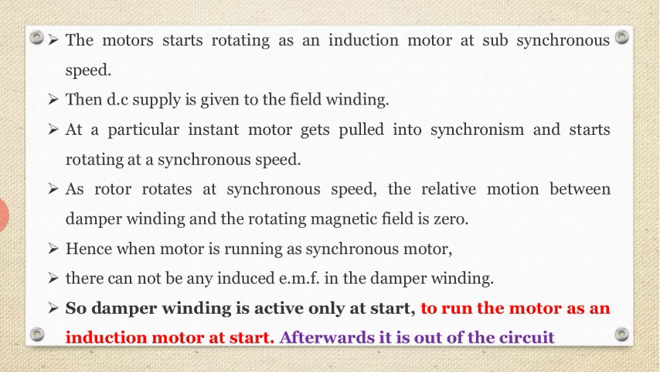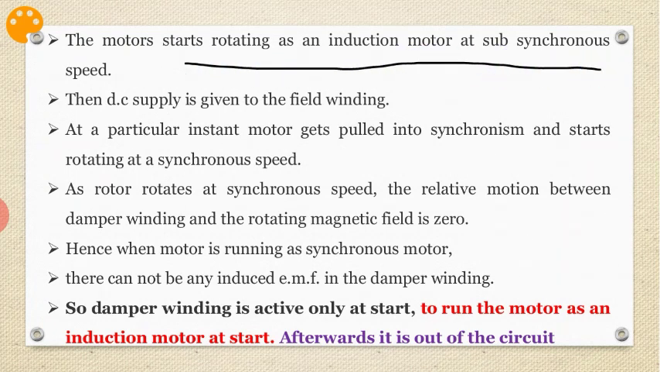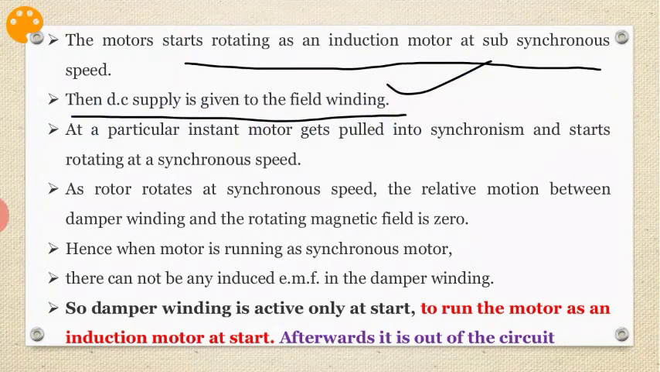So here is how it will be started, I will explain here. The motor starts rotating as an induction motor at sub-synchronous speed. As I mentioned earlier also, the damper windings are used for starting. It starts rotating as an induction motor at sub-synchronous speed. Then DC supply is given to the field winding. At a particular instant, the motor gets pulled into synchronism and starts rotating at synchronous speed.